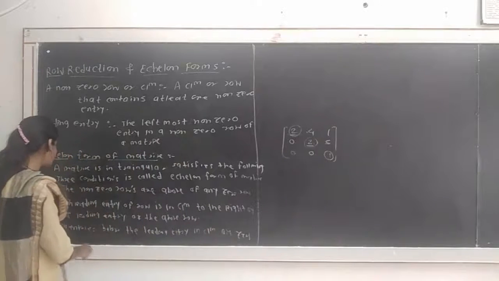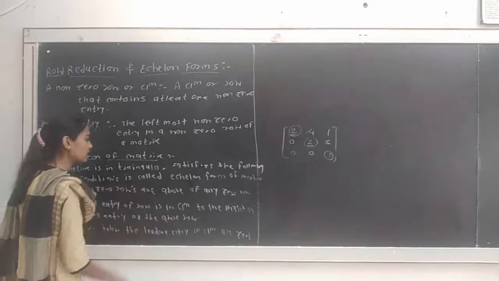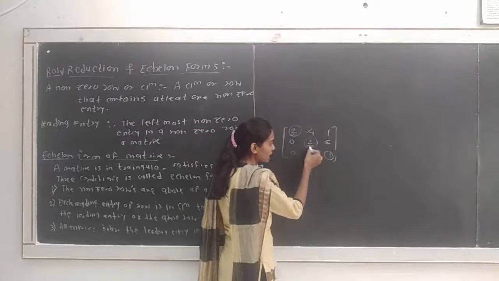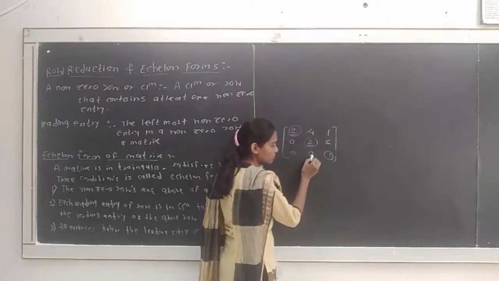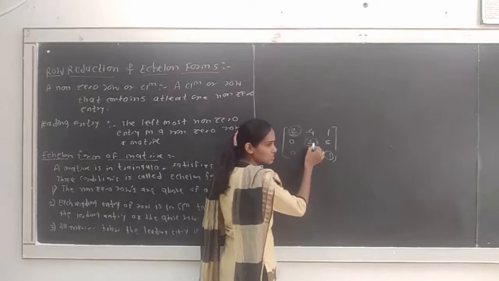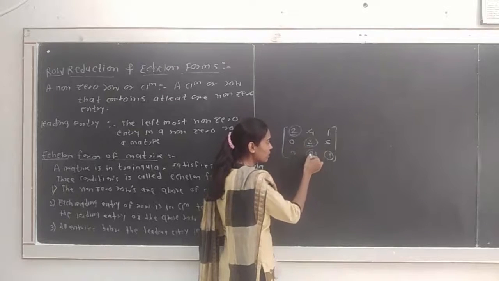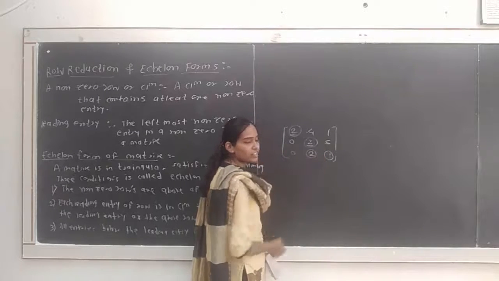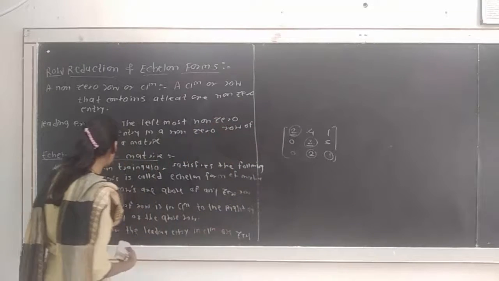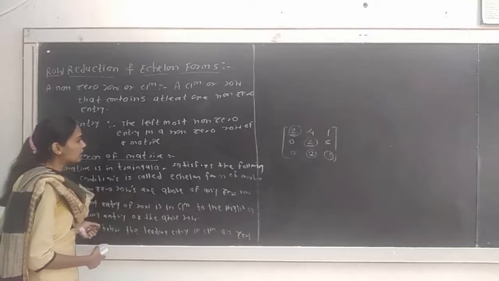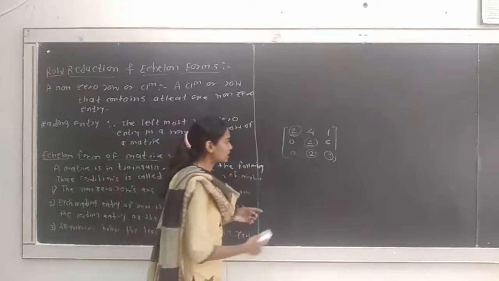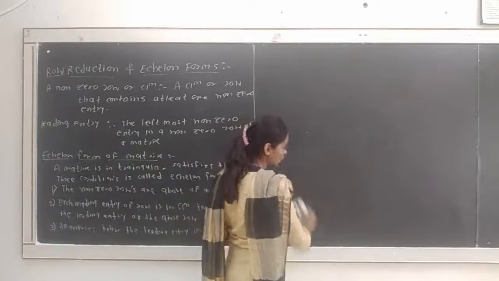And the third one is that all the entries below the leading entry in a column are 0. That means if this will be the leading entry, and here there is a non-zero entry, suppose here it will be 2, then we have to make this 2 a 0 using this leading entry. That means below the leading entry, all the entries in a column we have to make 0. So if we convert the given triangular form in this way, and it satisfies these three conditions, then we say that the given matrix is in echelon form.